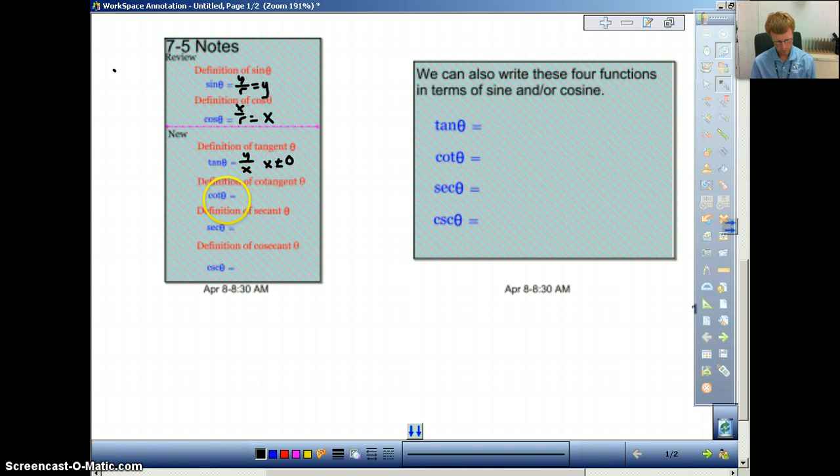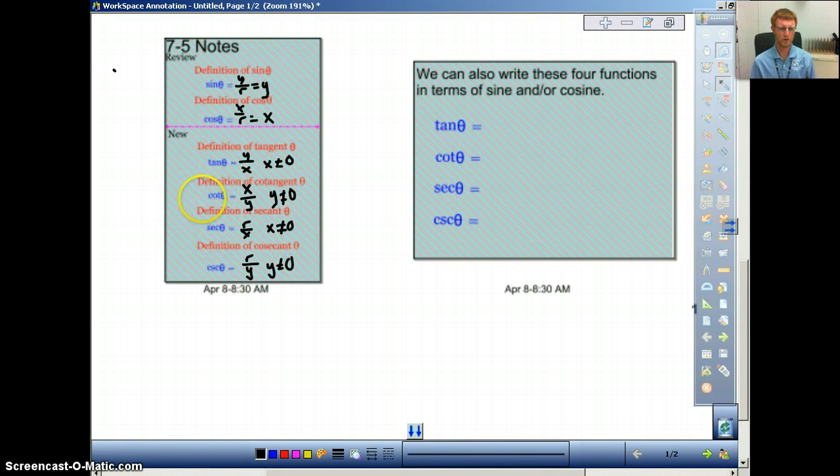In this case, x cannot equal 0 because anything on the bottom of a fraction is undefined. We have cotangent of x, which is going to be the reverse of that. It's going to be x over y. And again, that would mean that y cannot equal 0. Our secant of theta is going to be like the reciprocal of cosine, so that's going to be r over x. And again, x cannot equal 0. And the last one, cosecant, is going to be r over y. And that's where y cannot equal 0.